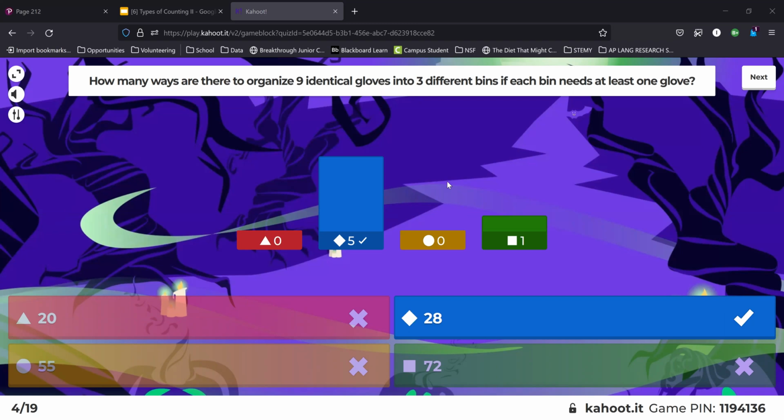Yeah, which, okay, wait, no. So it would be, sorry, I forgot to add objects plus dividers. So it would be 6 plus 2, which is 8. So 8 choose 2 or 8 choose 6, which is equal to 8 times 7 divided by 2, or 28.